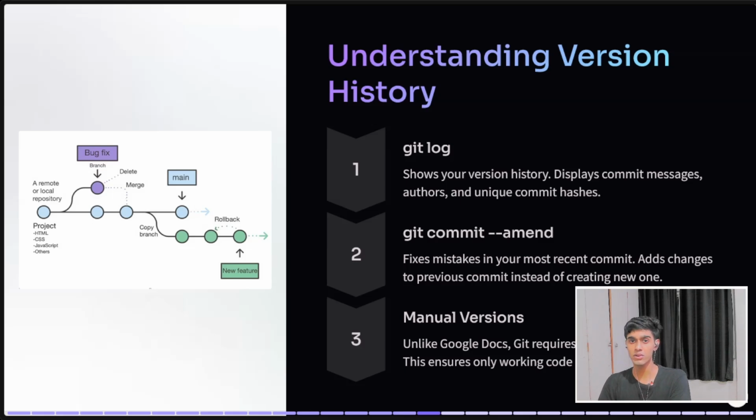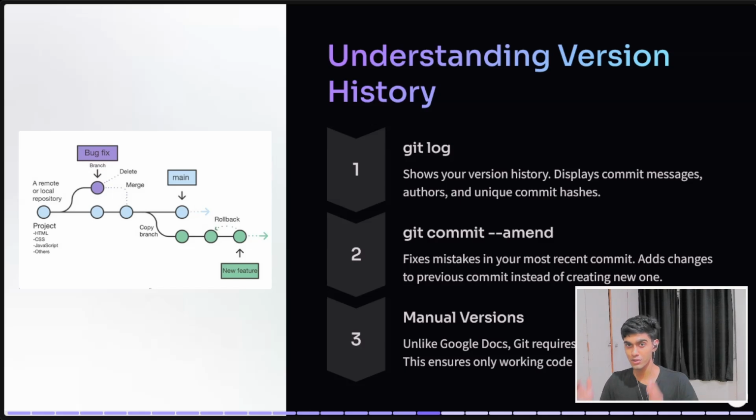And coming to the git commit --amend part, if you have made any mistake while creating a version, while committing it, it will fix the mistake and you can recommit it. I'll show it in code so it will be better for you to understand.